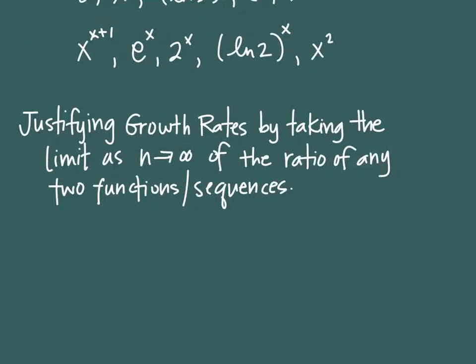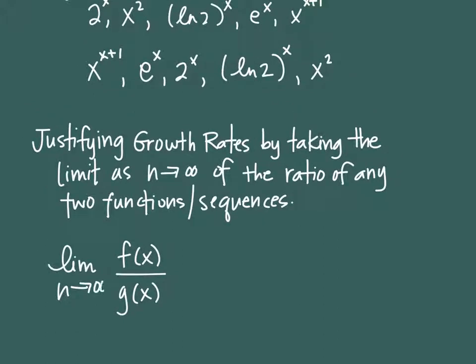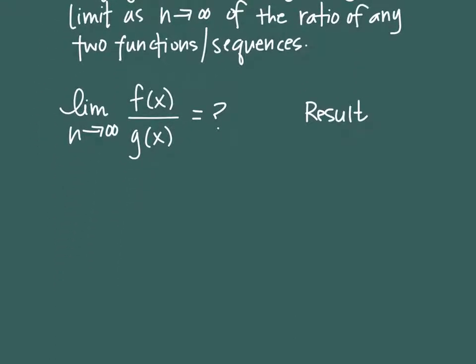Ratio means the division. So you're going to take f of x and compare it to g of x by a ratio. And you're going to take the limit of that as n approaches infinity, and you're going to see what you get. And there are 3 possible results, which would justify 3 possible conclusions. So we're going to just sort of organize those as a little chart.